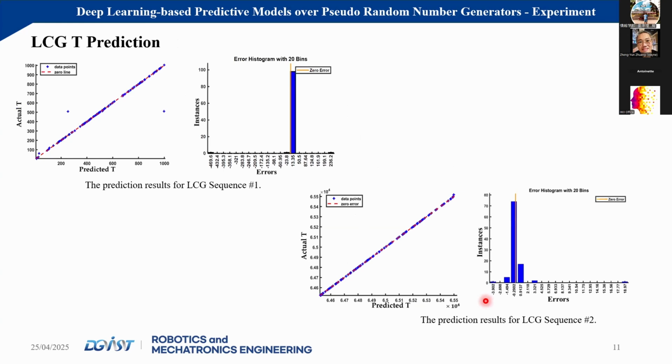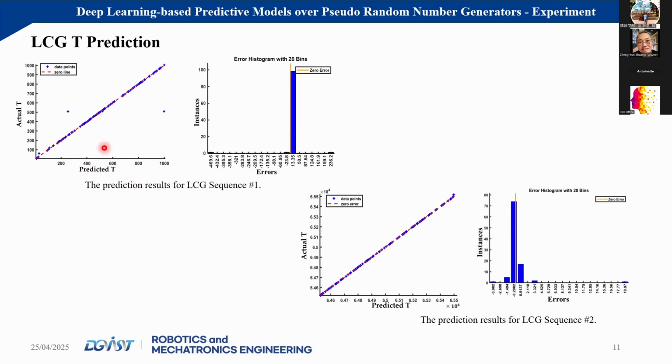For LCG, the T value serves as its modulus, determining the range of numbers generated by the formula. To ensure consistency across sequences, we maintain a constant sequence length of 21, as some sequences had short periods. We anticipated that this constant length would provide adequate information or features for accurate prediction. These are the results for both sequences.